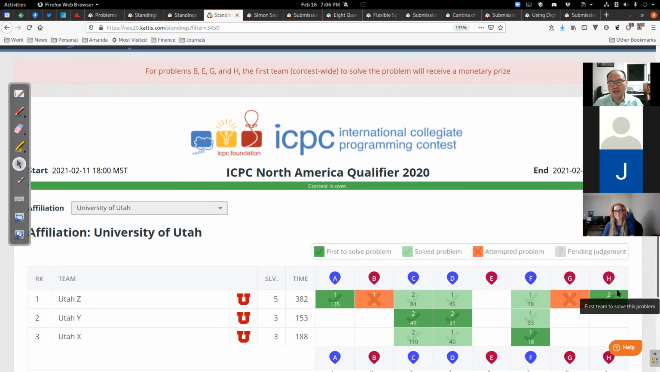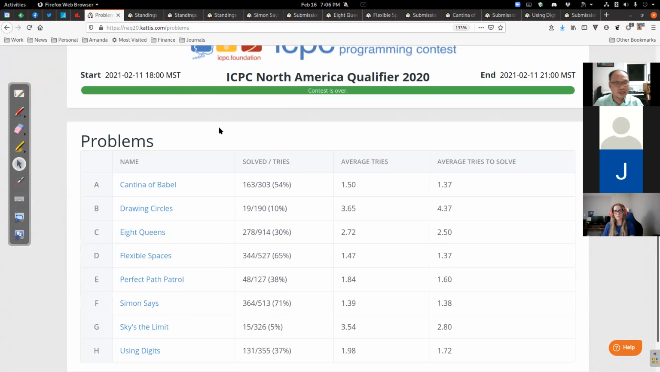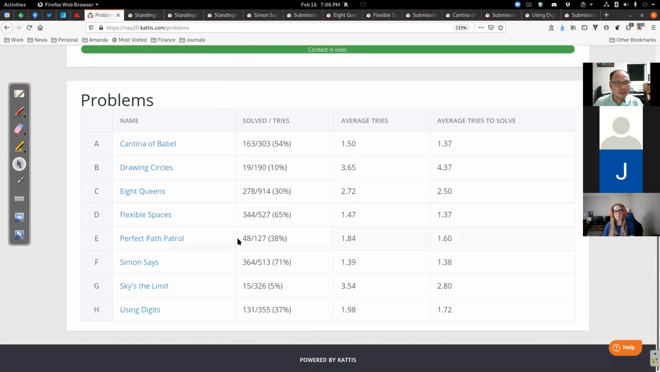A and H are a little bit harder, but I think they are definitely approachable if you have a little bit more knowledge, especially H. A requires some special knowledge that you may or may not have, but after I tell you today, you will have that knowledge, hopefully. So overall, if you look at this here, clearly Simon says is the easiest. 364 correct.